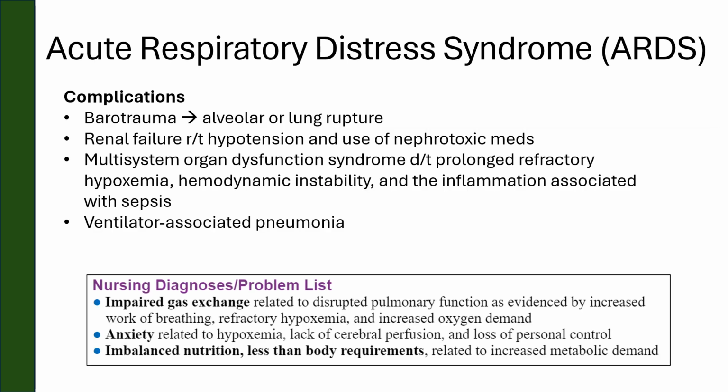Complications, barotrauma, alveolar, or lung rupture. So when they have those high pressure, those PEEPs on the ventilator, that can cause alveoli to just kind of explode. Renal failure related to hypotension, hypo-organ perfusion, and medications, especially like antibiotics, are nephrotoxic. Sometimes that can lead to the renal failure. Multi-system organ dysfunction related to just those low levels of oxygen for a long time. Ventilator associated pneumonia or VAP, we talked about that already.